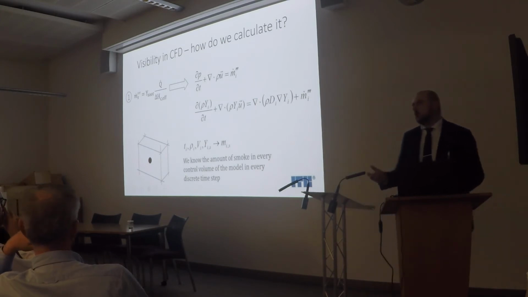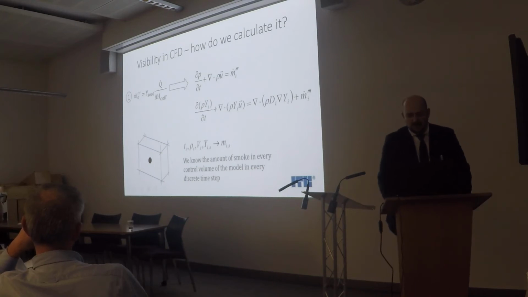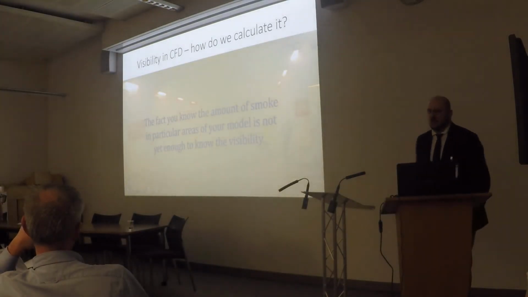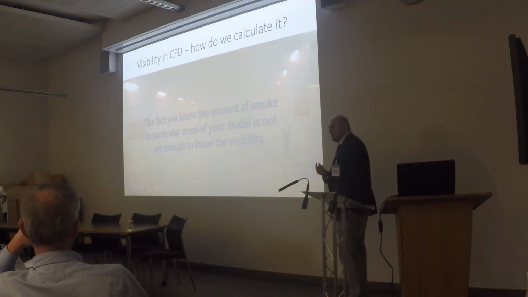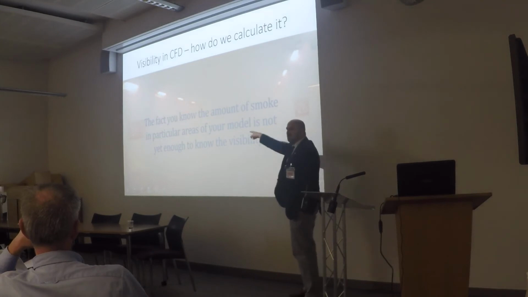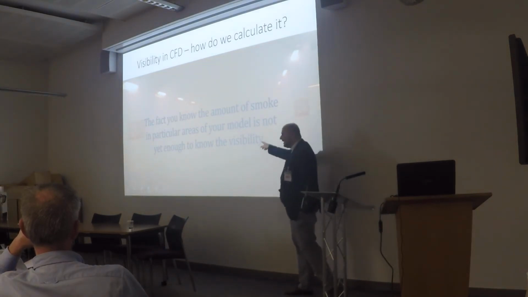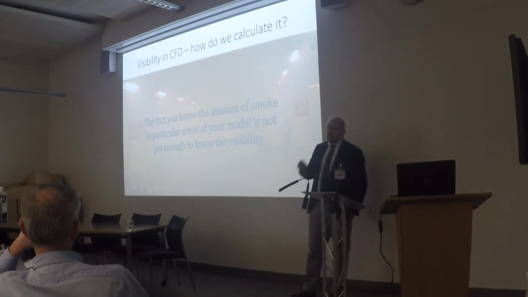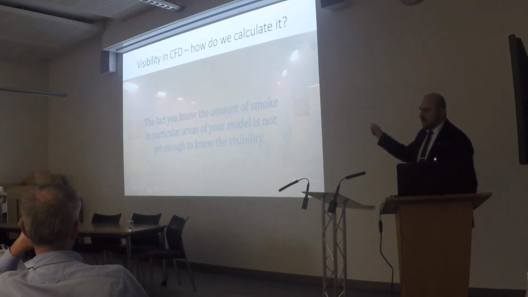So that's pretty much what we solve. That's all we solve in CFD. The rest is just a submodel. But knowing the amount of smoke in a particular cell is not yet the visibility. It's the same reason why you cannot see this sign in this picture. There has to be a certain contrast ratio between the sign or object and the background for a person to be able to see it. And now, do we really model that?